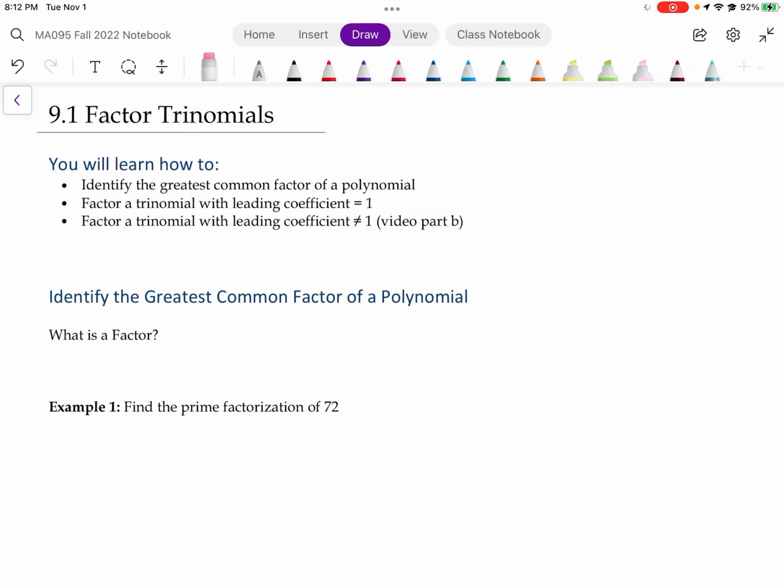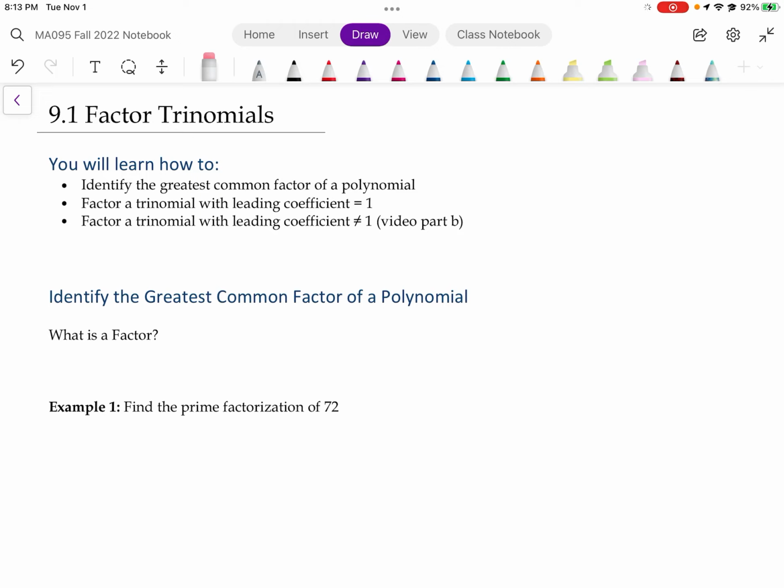Hi there, this is Professor Eckhouse, and I'm going to talk to you today about factoring trinomials. This video is going to be in two parts, so this is part A, and I will talk about greatest common factor and factoring a trinomial with a leading coefficient of 1, and you'll know what that means soon.